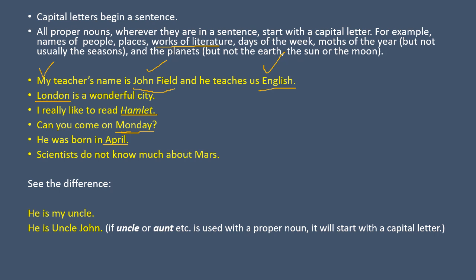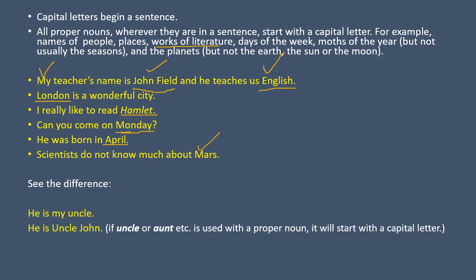Scientists do not know much about Mars. So Mars is a planet. If we say scientists do not know much about earth, then obviously e would be small, or the sun or the moon. So s and m would be small if we use them here. But look at the difference here.